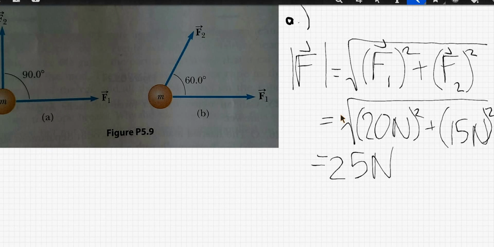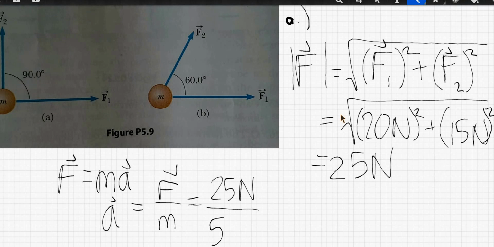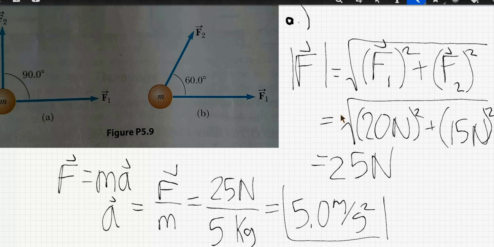And we know that force is equal to mass times acceleration. So isolating acceleration should give you force over mass, and force is equal to 25 newtons. Mass is 5 kilograms, and they give you that in the problem. So you're left with 5.0 meters per second squared. And that's your answer for part A.